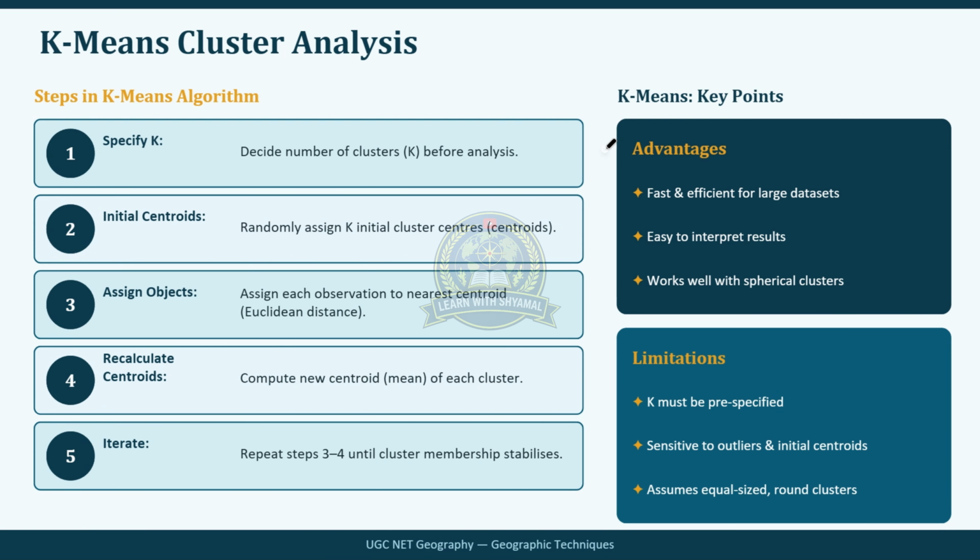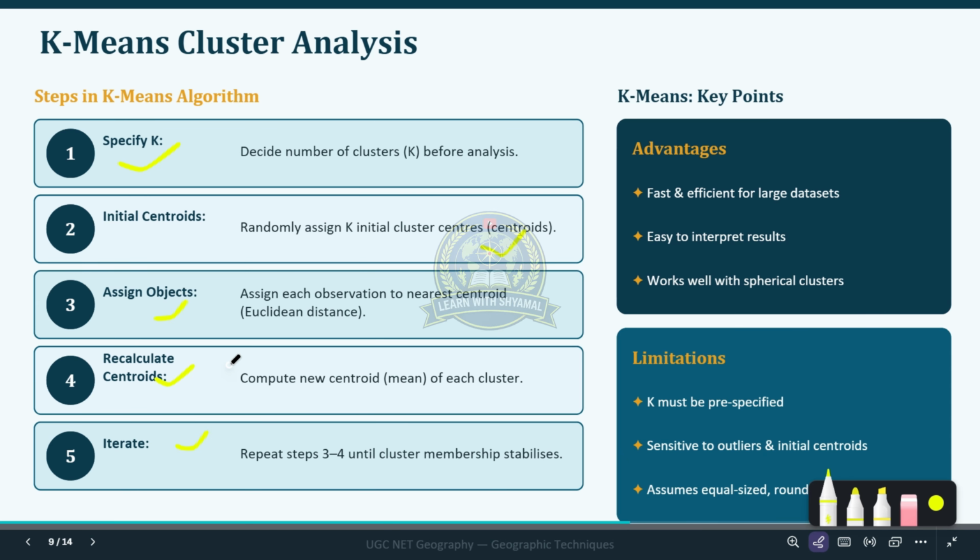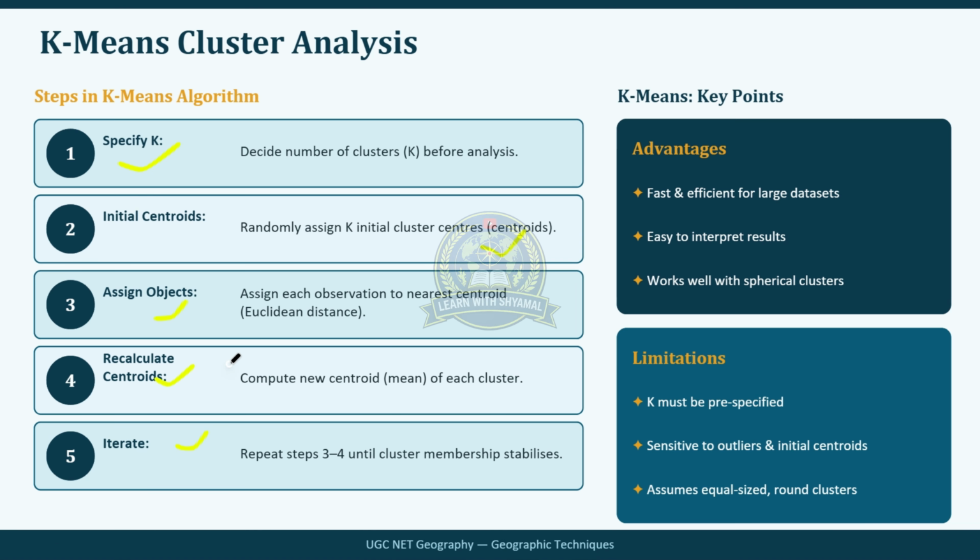Then K-means cluster analysis, steps in the K-means algorithm. Specify K: decide the number of clusters K before analysis. Initial centroids: randomly assign K initial cluster centers, known as centroids. Assign objects: assign each observation to the nearest centroid, using Euclidean distance. Recalculate centroids: compute the new centroid, the mean of each cluster. Iterate: repeat steps 3-4 until cluster membership stabilizes.